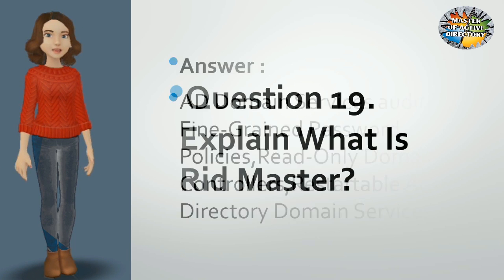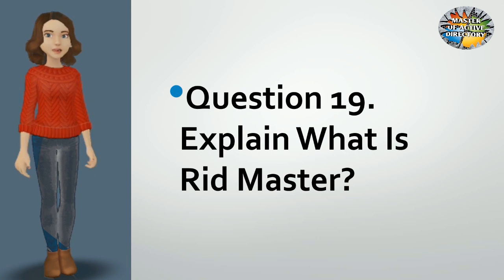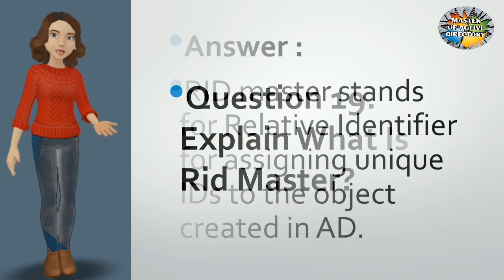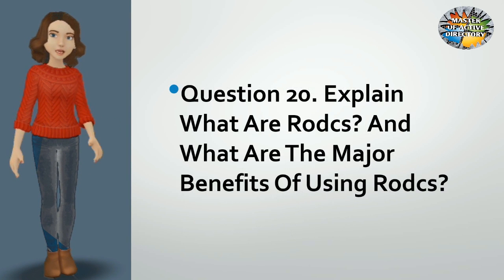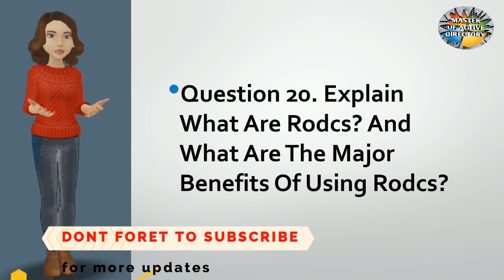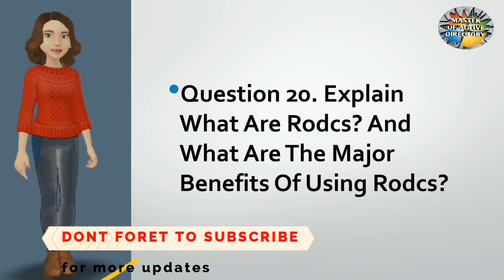Question 19. Explain what is RIDmaster. Answer. RIDmaster stands for Relative Identifier master, for assigning unique IDs to the objects created in AD. Question 20. Explain what are RODCs, and what are the major benefits of using RODCs?